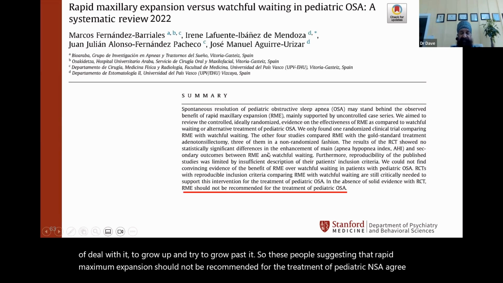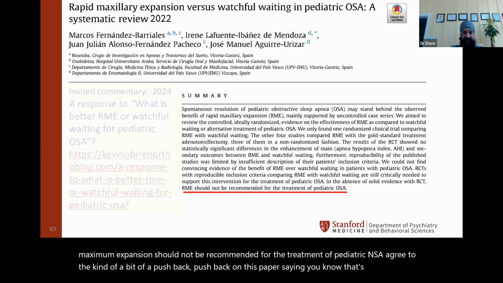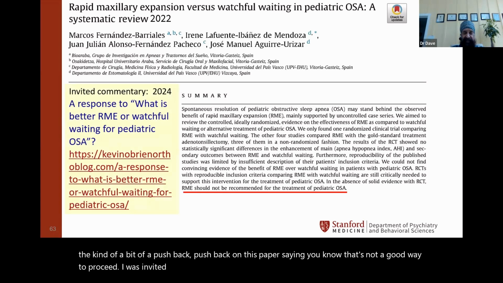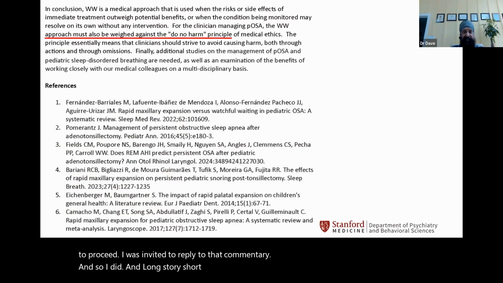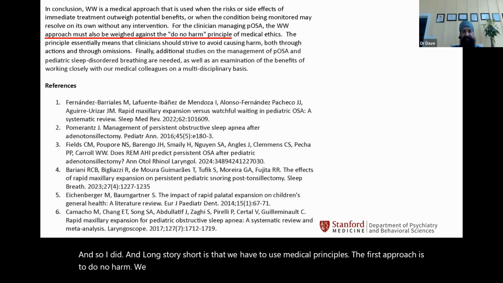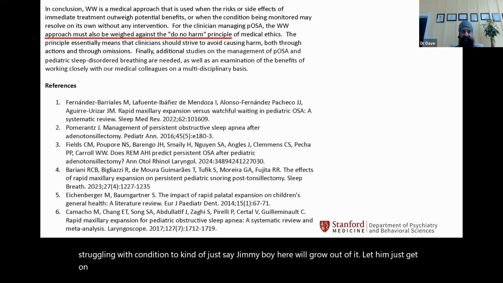There was some pushback on this paper, saying that's not a good way to proceed. I was invited to reply to that commentary, and so I did. Long story short, we have to use medical principles. The first approach is to do no harm. We just can't allow these children who are struggling, and the parents who are struggling with the condition, to just say, well, Jimmy boy here will grow out of it, let him just get on, because during that time there will be educational hurdles, behavioral problems, there may be bedwetting, there'll be a lot of stuff going on.